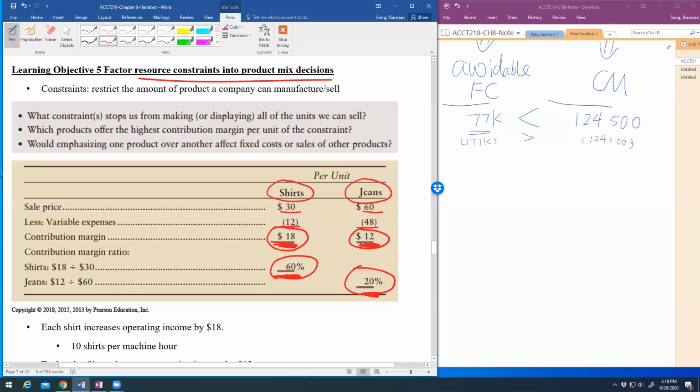For one machine hour, you can get 10 shirts. For one machine hour, you can get 20 jeans. Which product should you focus on if you only have limited machine hours? Think about this. You are taking our Accounting 210, and you are taking another class, let's say Management 310.